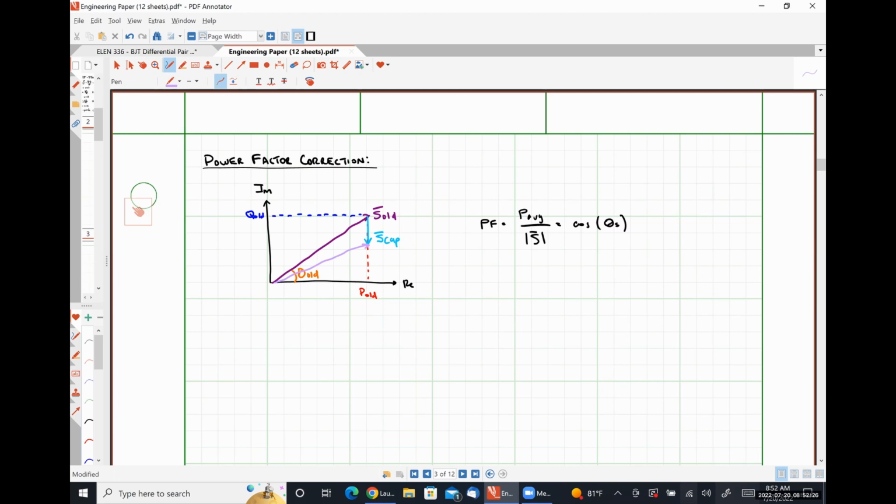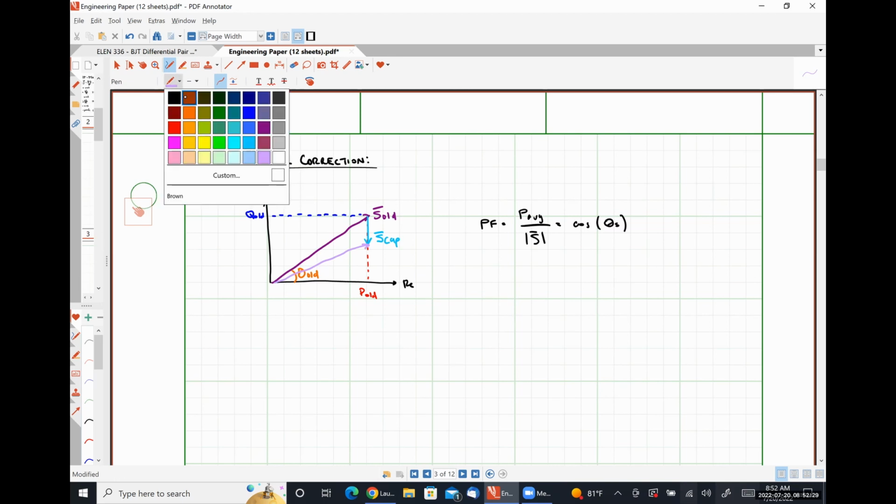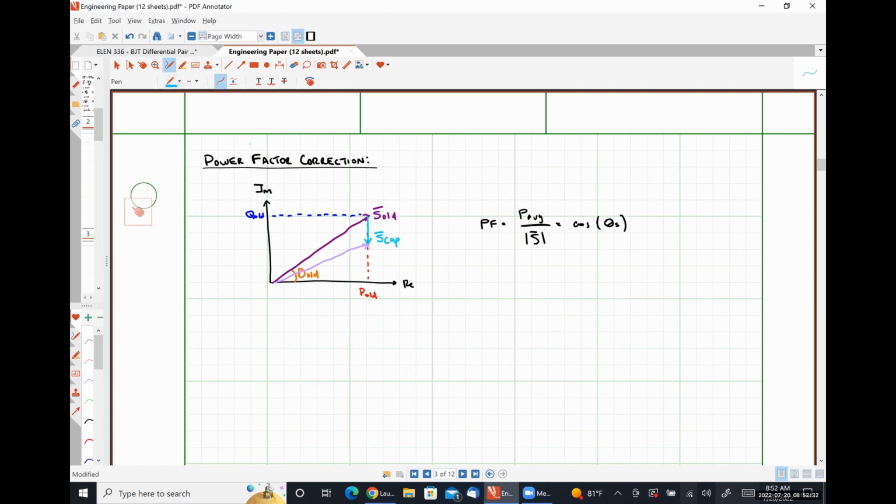Our projection onto the real axis is still P old. Our projection onto the imaginary axis will be Q new. Let me write that more legibly. And the angle formed, been doing the angles in orange, will be theta new.